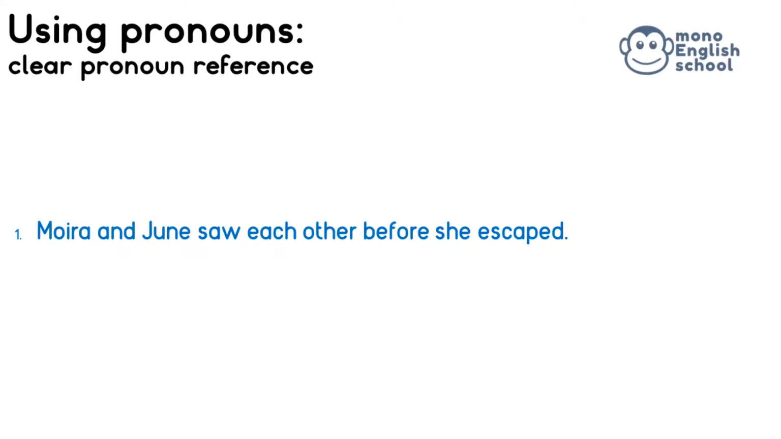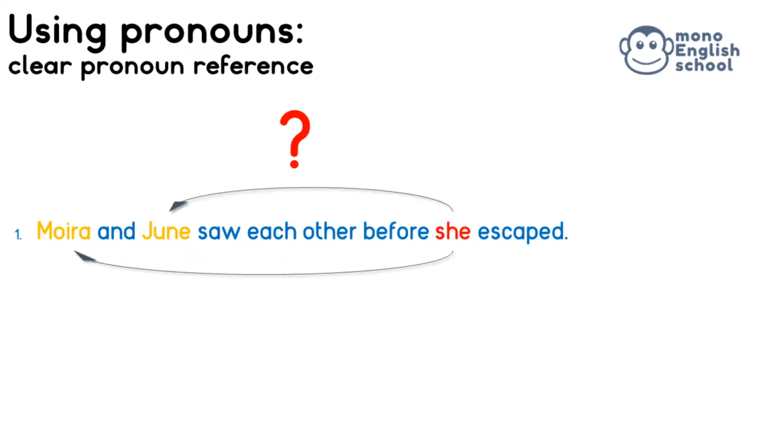Moira and June saw each other before she escaped. The message of the sentence is made unclear by the use of the pronoun she. Moira and June are both females, and so the pronoun she could refer to either one of them. The reader of the sentence, therefore, does not know which one of the two, Moira or June, escaped.